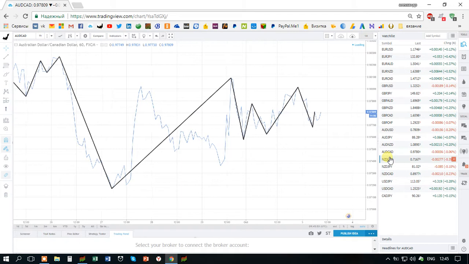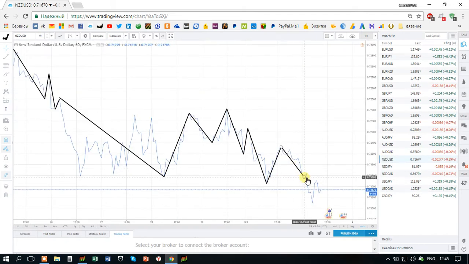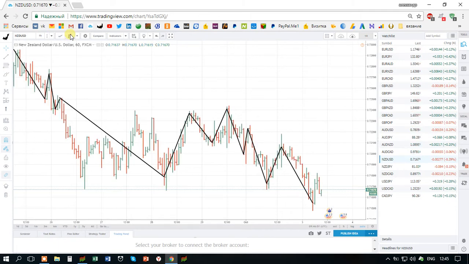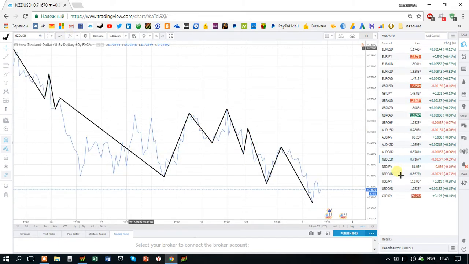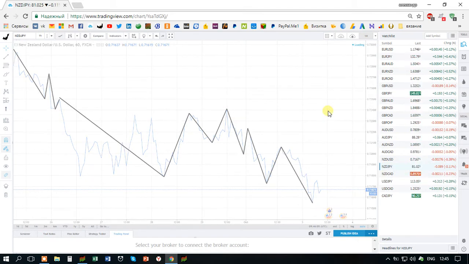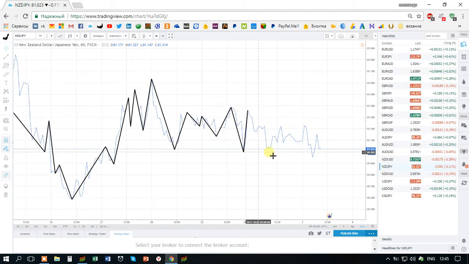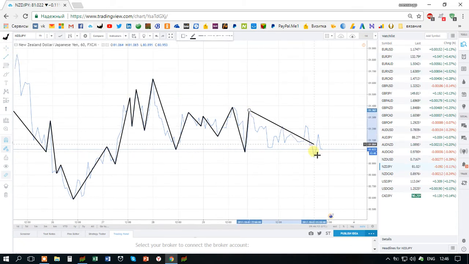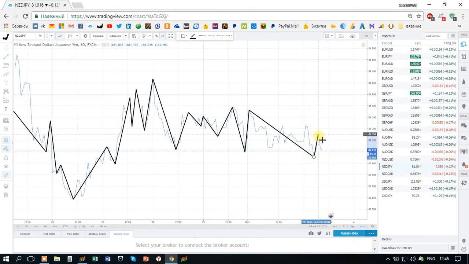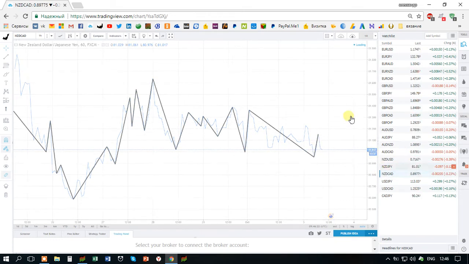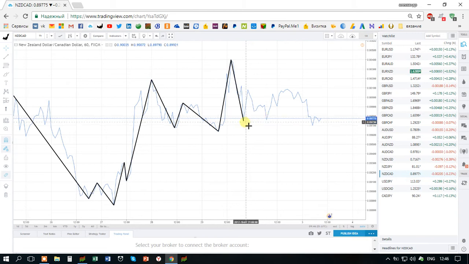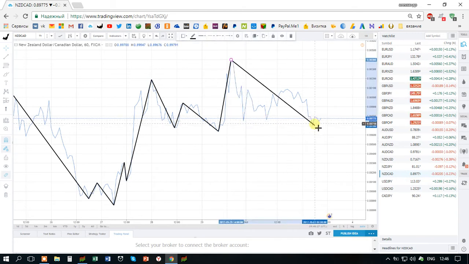Aussie Canadian. New Zealand dollar, let's see if we have some patterns here. Nothing, no patterns. New Zealand yen, and we have violated the low, so we have a lower low. After that we have a higher high, because the previous low was here, and this is the higher high. New Zealand CAD, Canadian, is this.